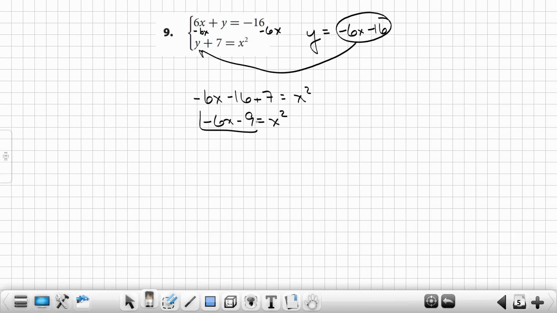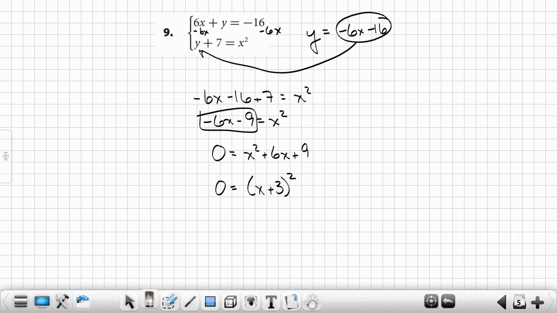So I'll bring all of this to the other side. So I get 0 equals x squared plus 6x plus 9. You should recognize this as a perfect square already because half of 6 is 3. 3 squared is 9. So this is already a perfect square. This is x plus 3, the quantity squared.